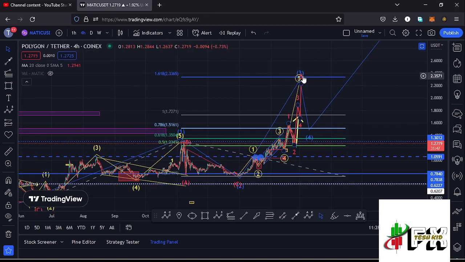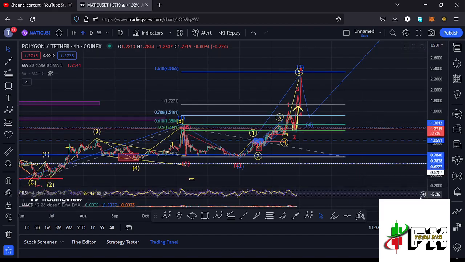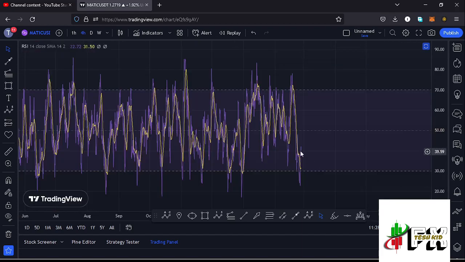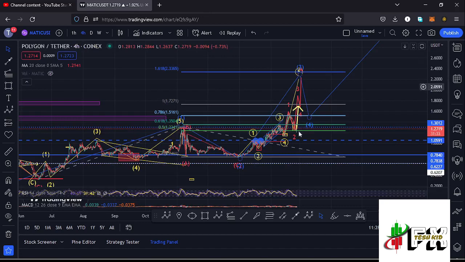And that is what I'm expecting Polygon Matic to do on the long-term scenarios and also on the short-term scenarios, and also taking a look at the indicators to see what movements will be supported. On the RSI, we are trading at around the 42 mark, meaning we have massive room for us to fully support higher prices in the formation of that wave 3.